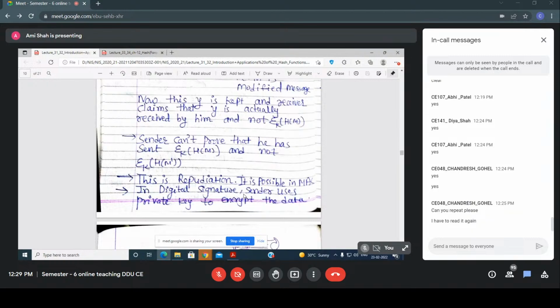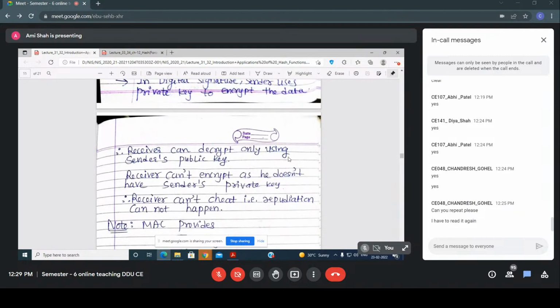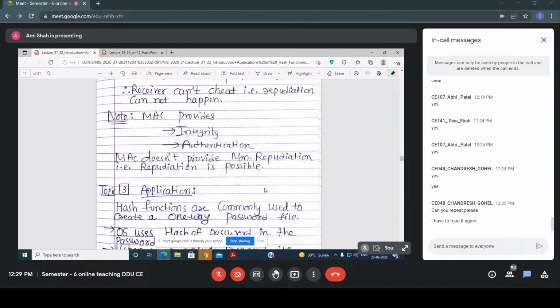But in a digital signature, the sender uses the private key to encrypt the data. The receiver can decrypt only using the sender's public key, and the receiver can't encrypt as he doesn't have the sender's private key, right? Is it clear, everyone, what I'm trying to say? So the receiver can't cheat in the case of digital signature, and that is known as: repudiation cannot happen. MAC provides integrity and authentication, and MAC doesn't provide non-repudiation. Repudiation is possible.